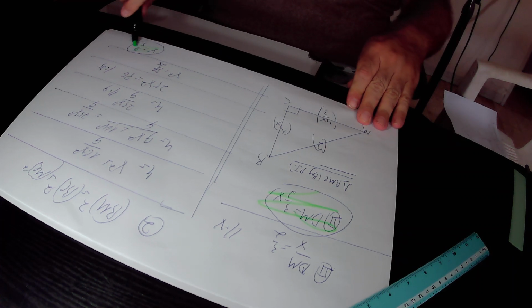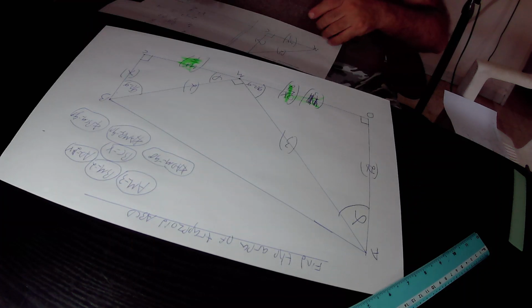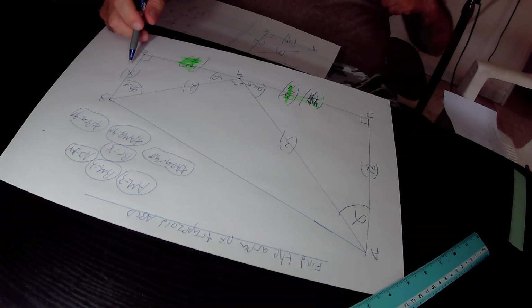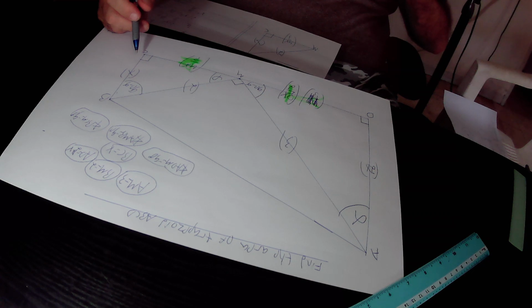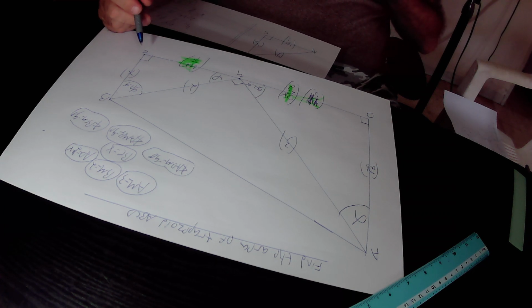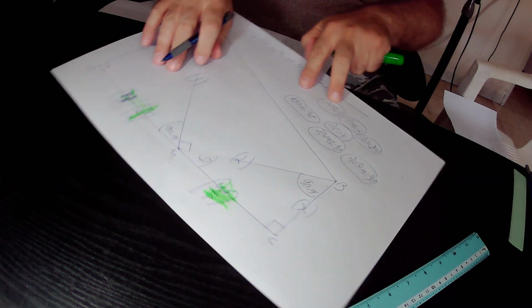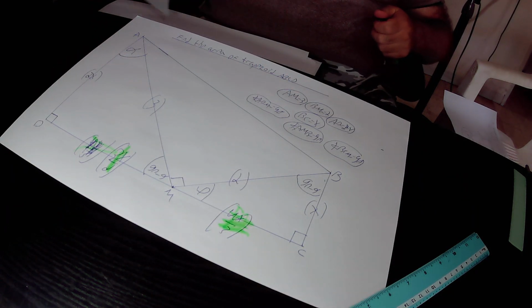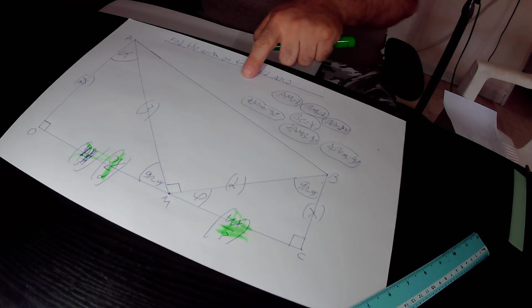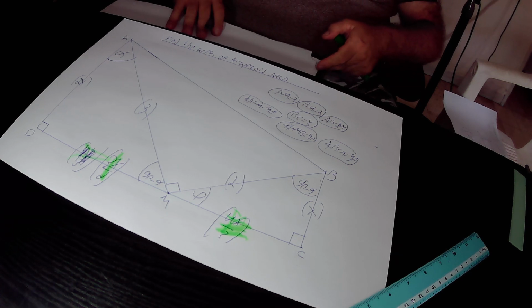If x equals 6 fifths, here BC is equal to x, which is 6 fifths. So our mission is to find the area of this trapezoid ABCD. So what is the area of this trapezoid ABCD?